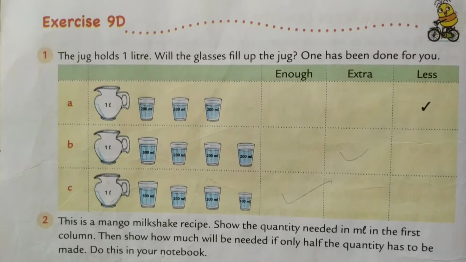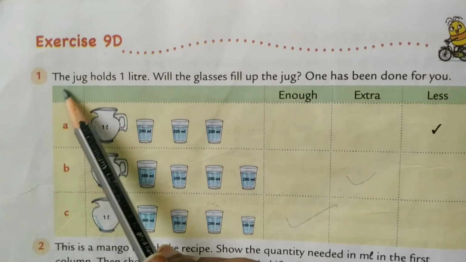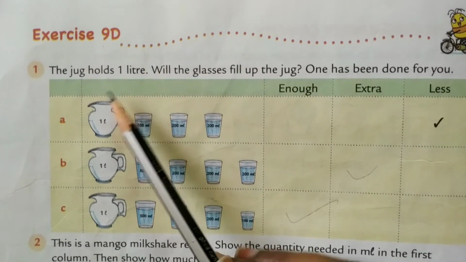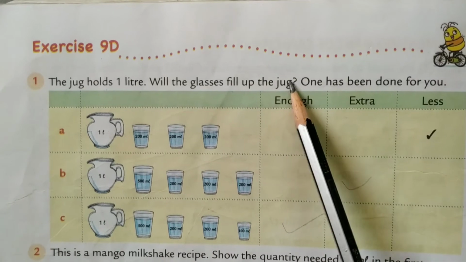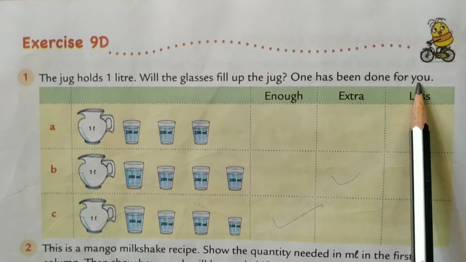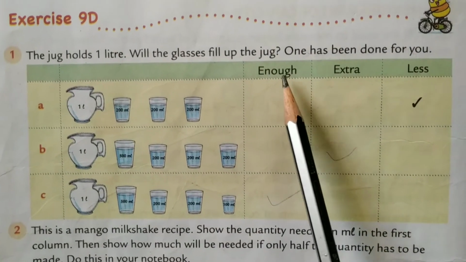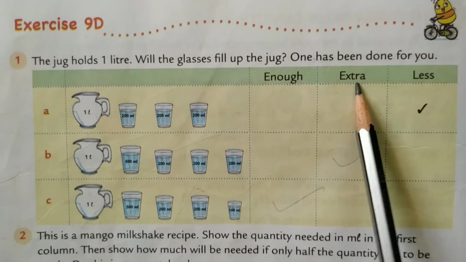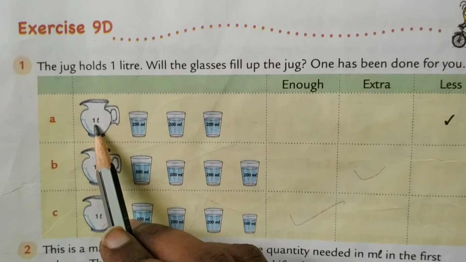Now next, coming to page number 168, Exercise 9D, first sum. The jug holds 1 liter. Yes, you can see the jug holds 1 liter. Will the glasses fill up the jug? One has been done for you. Okay, we have to check whether it is equal or not. The options are given: enough, extra or less. We all know that 1 liter is equal to 1000 milliliters.